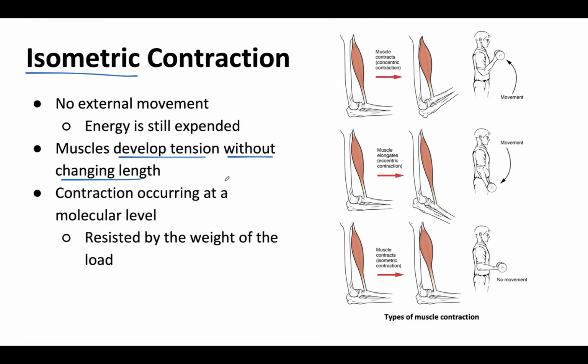I often imagine this type of contraction, if you visualize, you're wanting to lift a heavy dumbbell. And when you first contract the muscles of your arm, you can feel the tension building in them, even though that dumbbell isn't moving yet. Although it's important to note that isometric contraction is not just a prelude to movement, it can be utilized in joint stability at rest as well. So there is no external movement when we're talking about isometric contraction, but energy is still expended because you are still contracting at a molecular level. So you still need ATP and all of that good stuff.